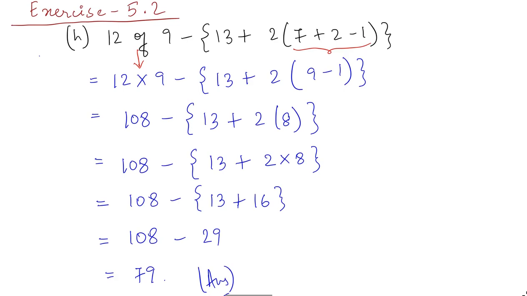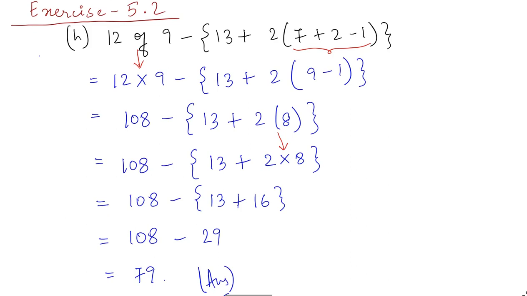If we remove this parenthesis we can just replace this with a multiplication sign. Since we don't have any symbol here with this number, we are going to replace this with a multiplication sign. So we get 108 minus inside curly brackets 13 plus 2 into 8.